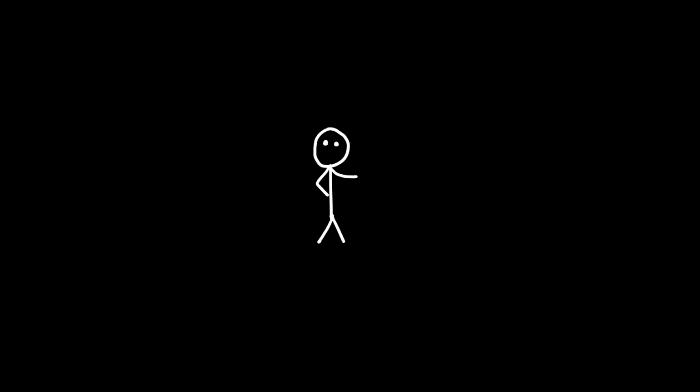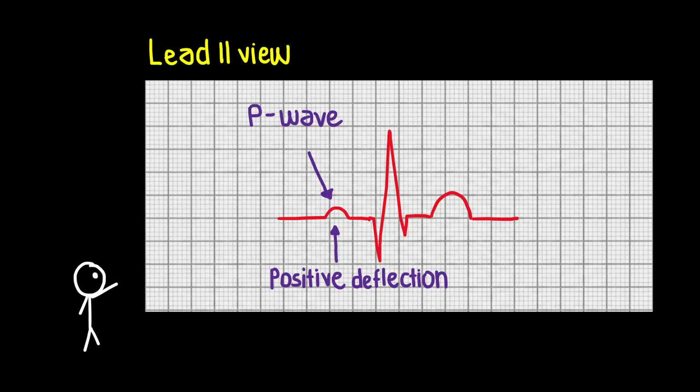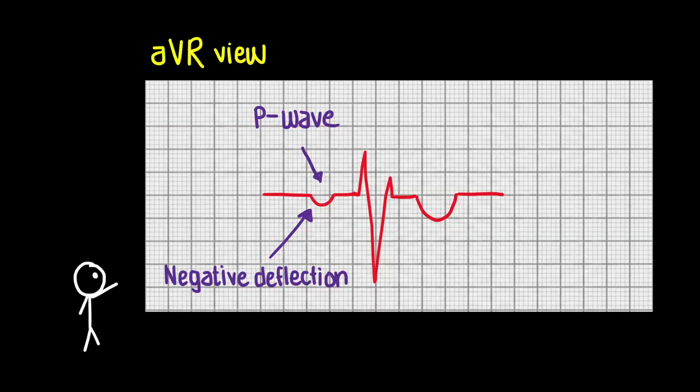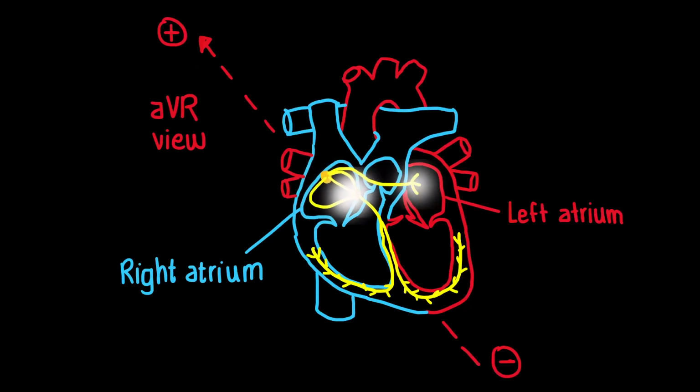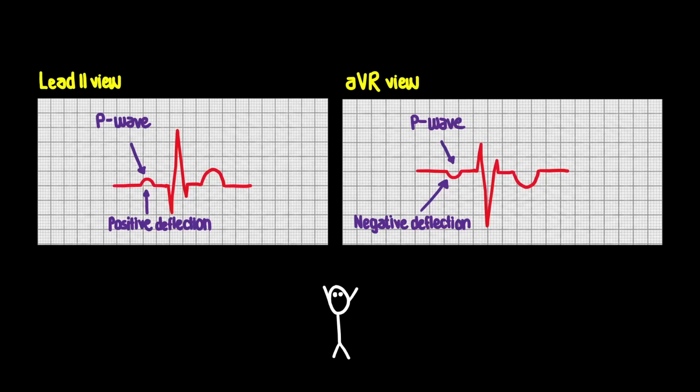Two leads give you the clearest view for the P wave: lead 2 and lead V1. In lead 2, the P wave is a positive deflection, because electricity is moving downward and to the left towards the positive pole of lead 2. In AVR, the P wave is a negative deflection, because electricity is moving away from the positive pole. This combination confirms one thing, that the impulse came from the SA node in the right atrium and moved downward to the left. That's your baseline and your confirmation that this ECG is drawn correctly.